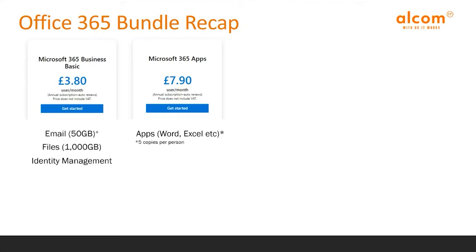Just to go back a little bit, the Microsoft Business Basic doesn't include Outlook. So the only way with Business Basic to access Outlook was to go via a web browser. So what you could do is bundle the two bundles together and have Microsoft 365 Business Basic and also 365 Apps so that you could have Word, Excel, PowerPoint.